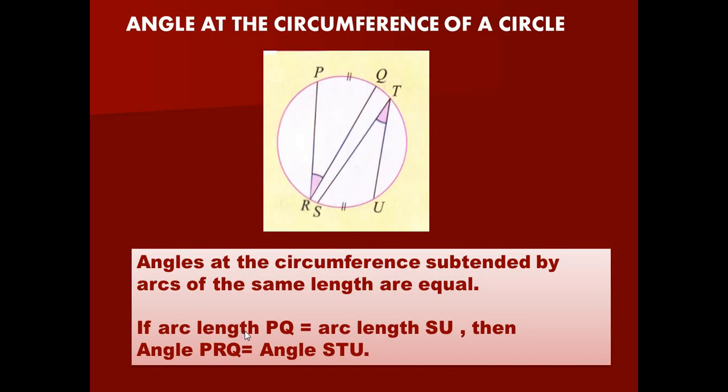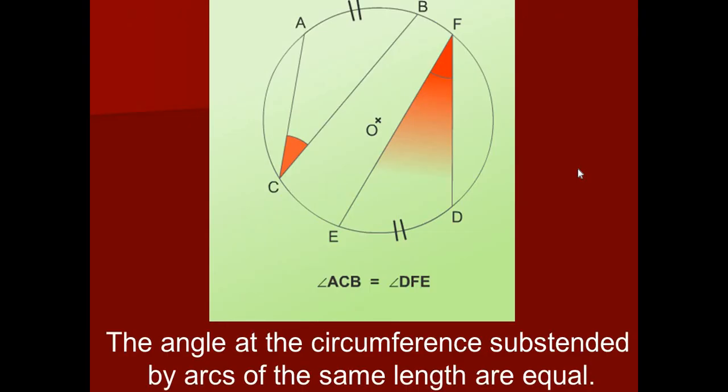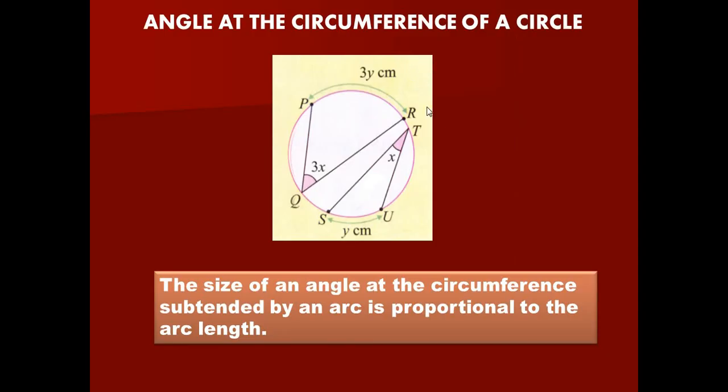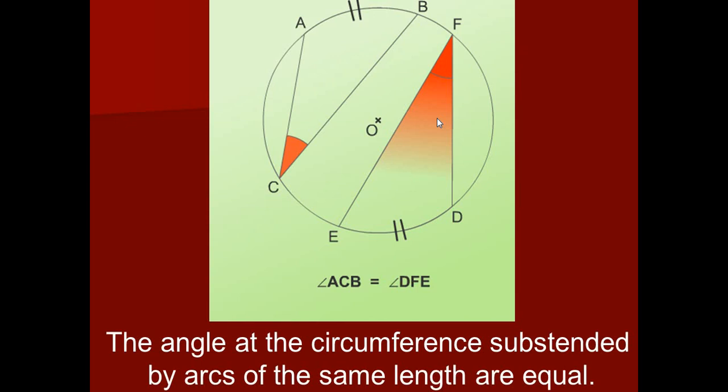So arc length PQ equals arc length SU, meaning angle PRQ and angle STU will be the same size, right? The same thing here, these two angles at the circumference will have the same size because the arcs are equal.